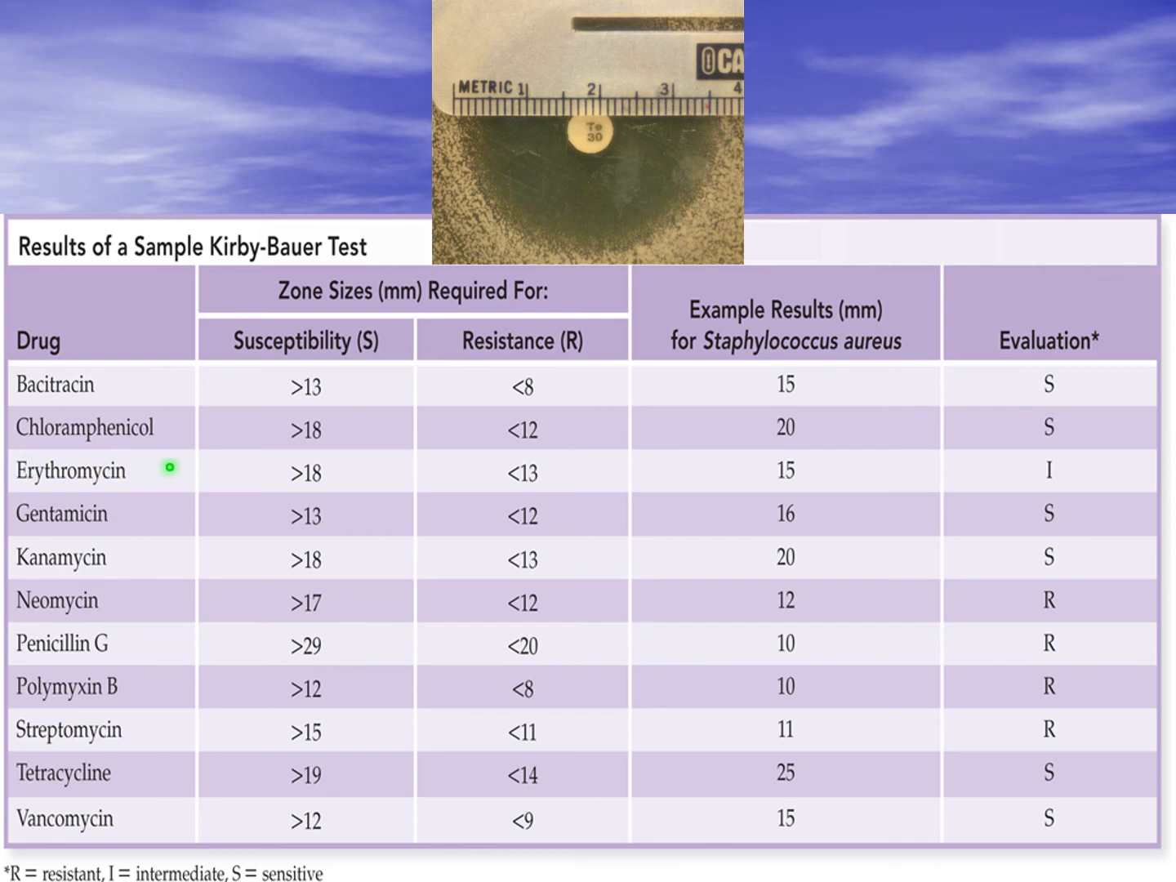But let's look at erythromycin. We measured the zone of inhibition at 15 millimeters. Less than 13, it would be resistant to erythromycin. Greater than 18, it would be susceptible.